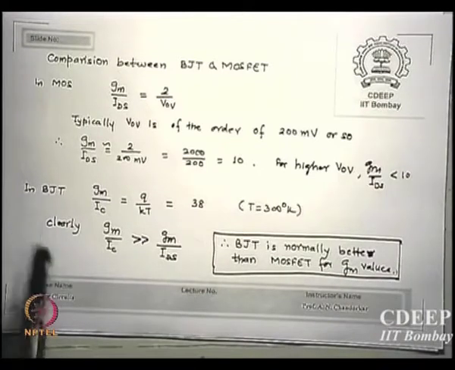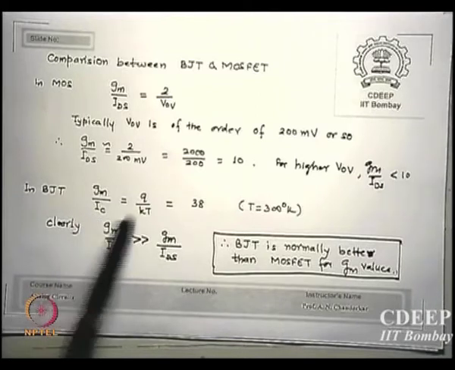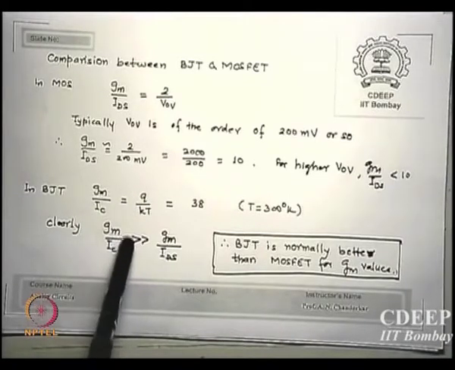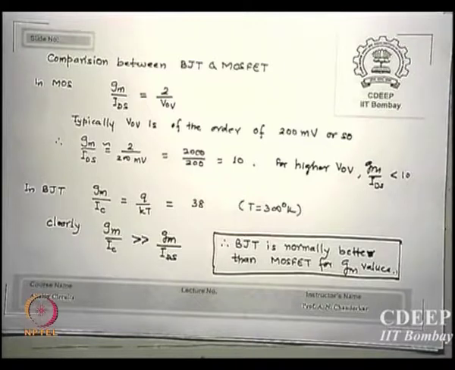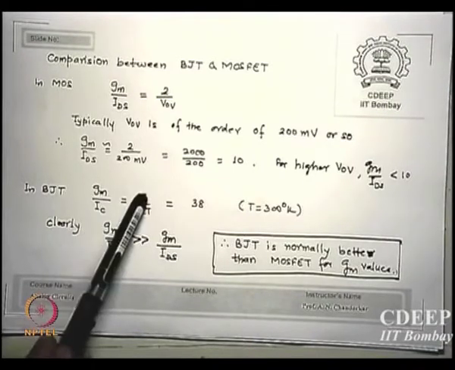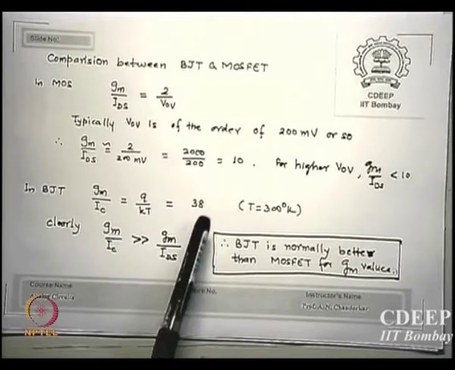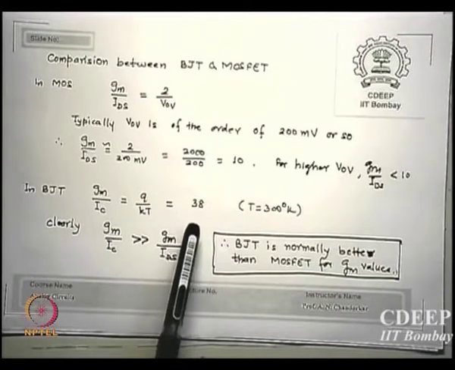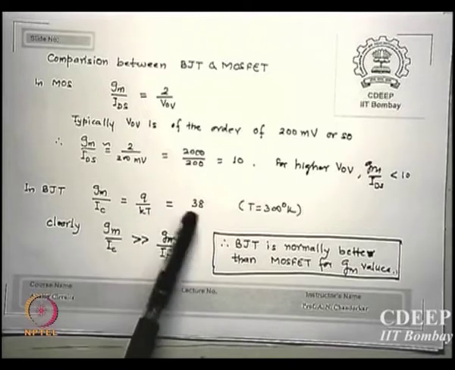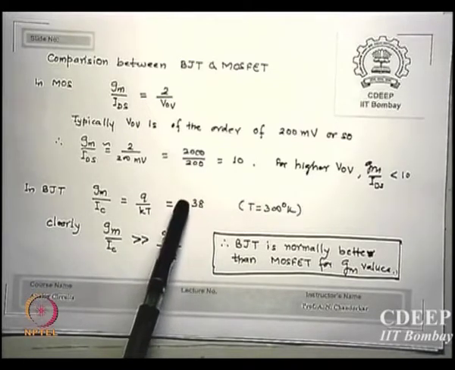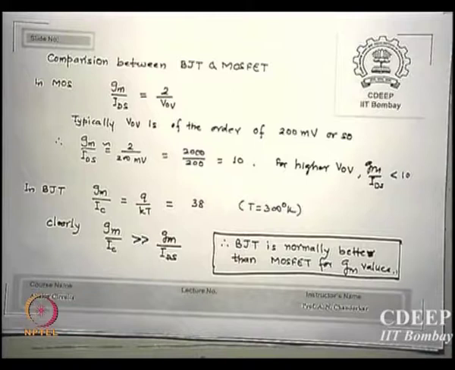If I look at the BJT, what is the value there we calculated for GM by IC? GM is QIC by KT, so GM by IC is Q by KT. The typical value at 300 degree Kelvin, how much did we calculate? 38, okay. So this number is 38, and how much is GM by IDS going to be? Less than 10, even less than 10, 5, 4, it can be of that kind.